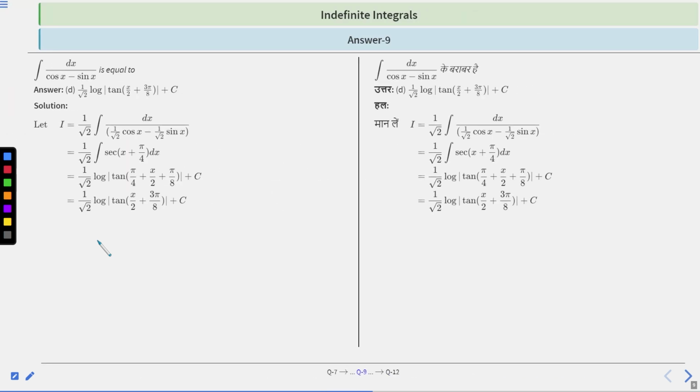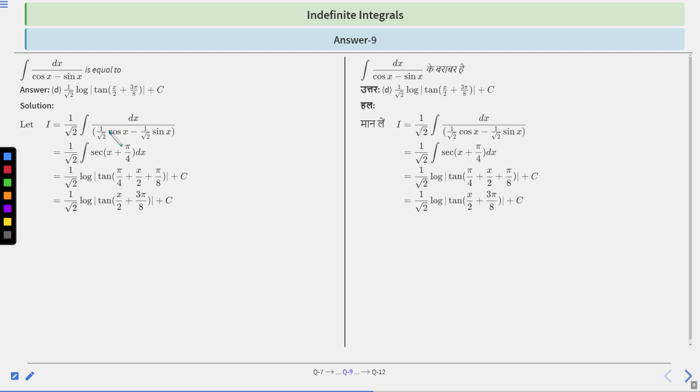Okay, let's move to the solution part. I is basically 1 by root 2, as we have discussed, integration of dx upon 1 by root 2 cos x minus 1 by root 2 sin x, right? Therefore, it is equal to 1 by root 2 integration of sec of x plus pi by 4 dx, which is equal to 1 by root 2 log mod tan of pi by 4 plus, since the integration of sec theta is basically log mod tan of pi by 4 plus theta by 2, right?